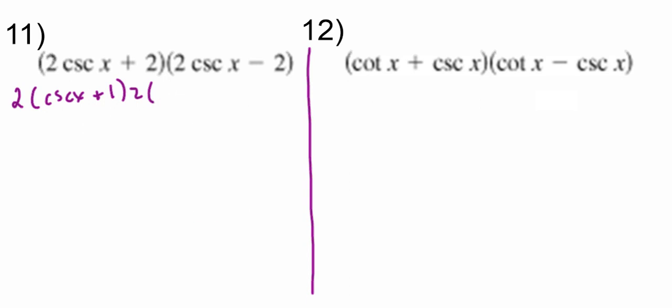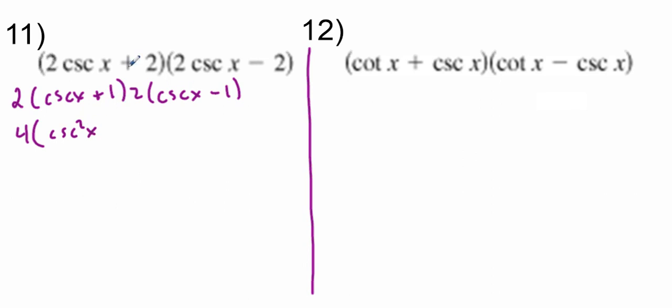Erase that. Apologize. All right. Cosecant of x minus 1. And these 2 times 2 then is going to turn to 4. And now we're going to take these and distribute it through. Now this is going to have cosecant, which is going to be cosecant squared of x.